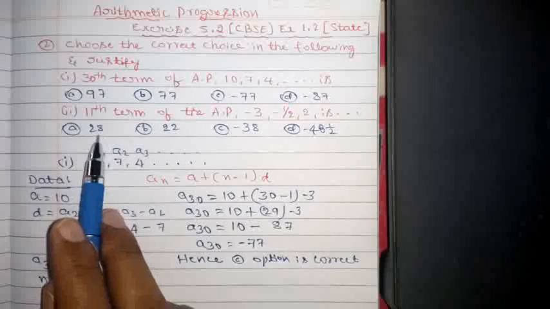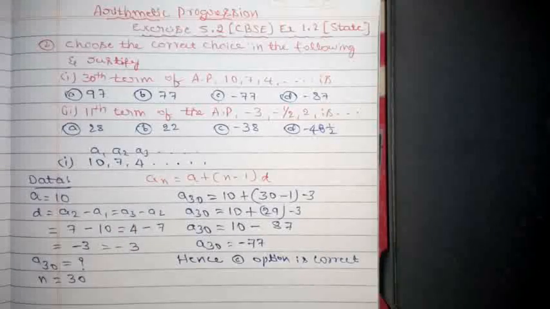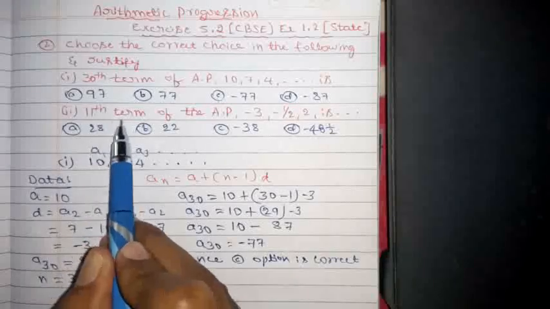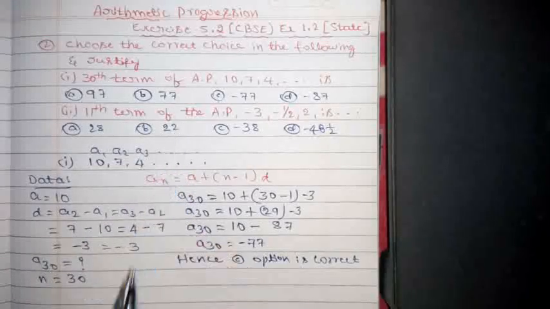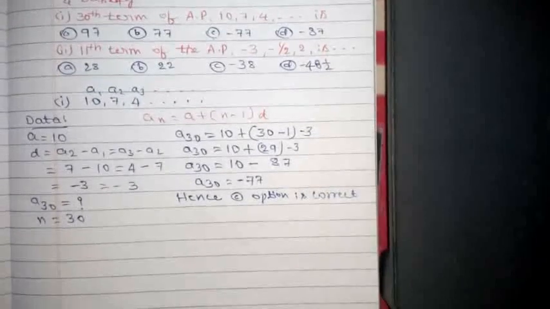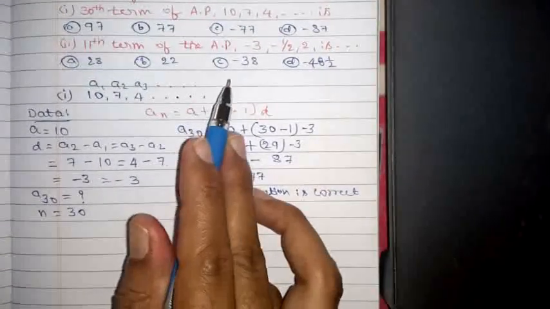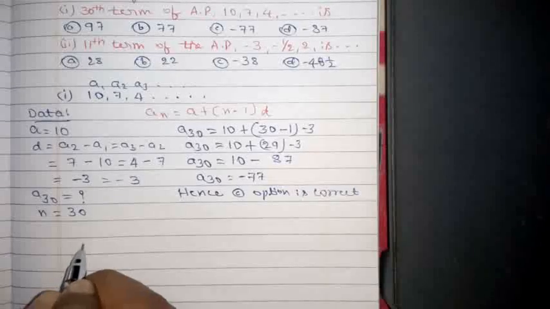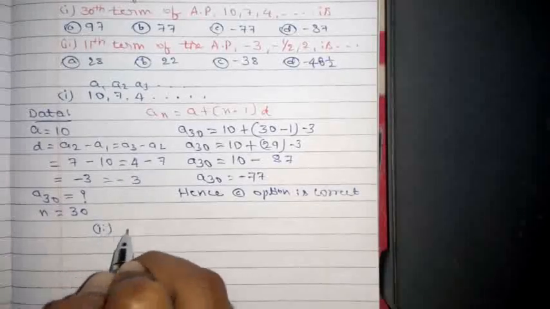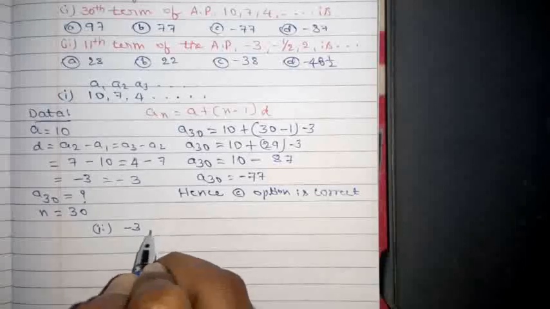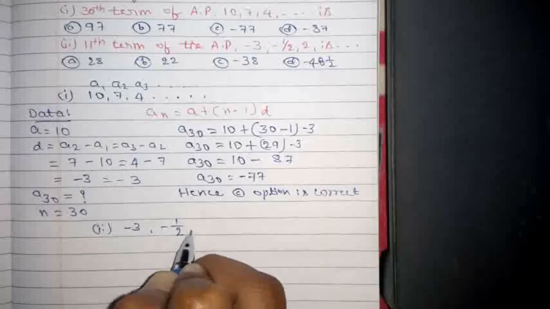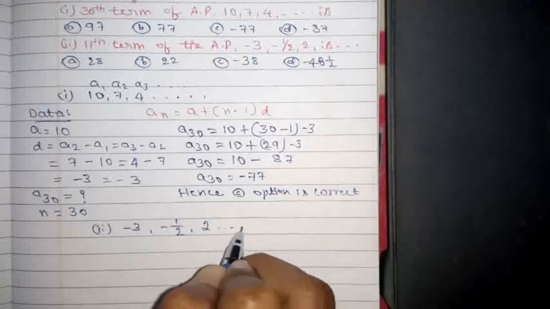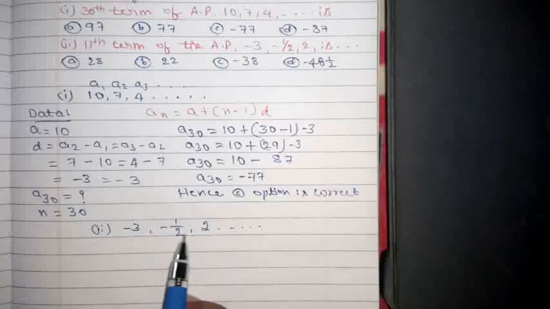Now we need to find the second one. In that second question, you need to find the 11th term of an AP, children, right? Now I'll write the AP. So what is the AP? The AP is minus 3, minus 1 by 2, 2, and so on, right? So this is the AP.